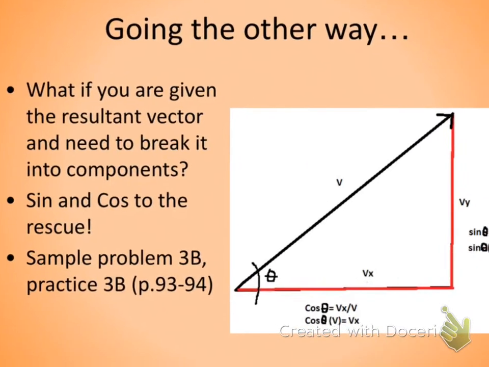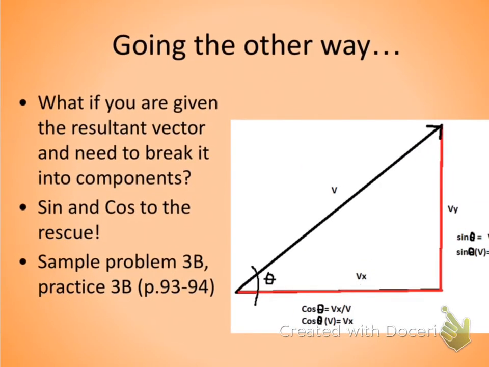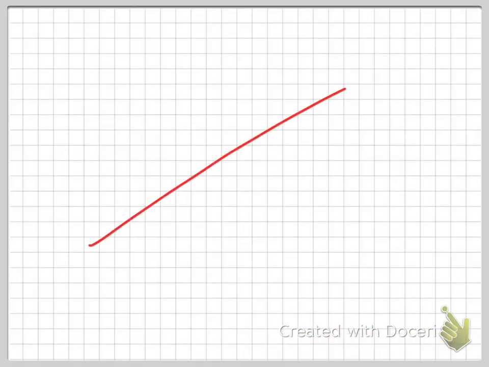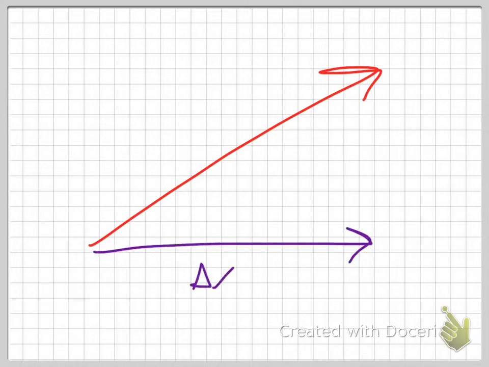So what if we want to take motion that has two component pieces and break it back into those components? This is basic trig. This is absolutely fundamentally basic trig. So in these kinds of cases, you're given the resultant, and we want to know what the x and y displacement are.